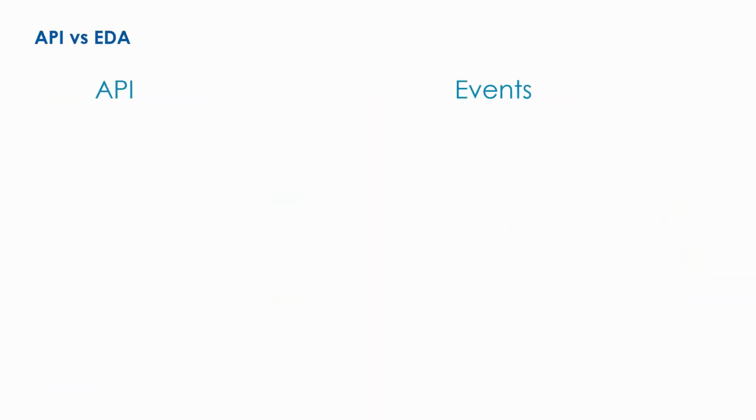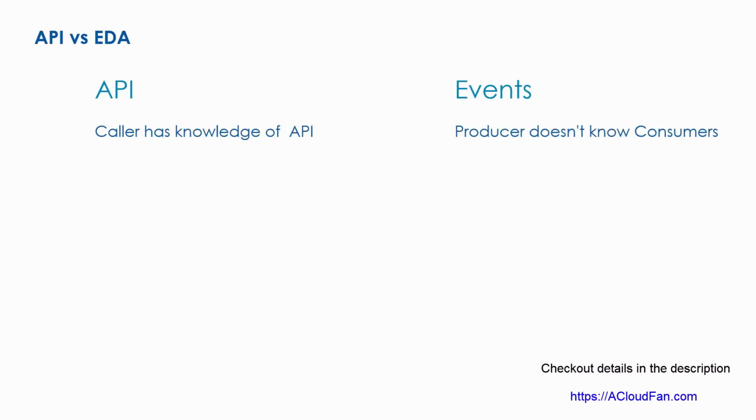Let's list out the differences between API and event-driven architecture. In the case of APIs, the caller has a knowledge of the API endpoint, whereas in the case of events, the producer doesn't know any consumer. APIs are synchronous, meaning that the caller has to wait for the response to come back. The caller is blocked. Whereas in the case of events, a producer just emits an event and moves on. Now, it does not even depend on the availability of the consumers. So what that means is that it can lead to higher availability.